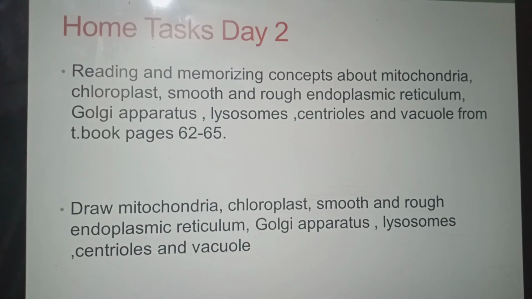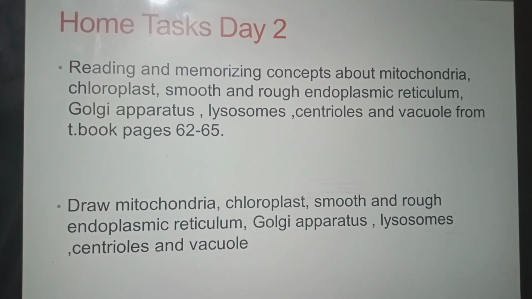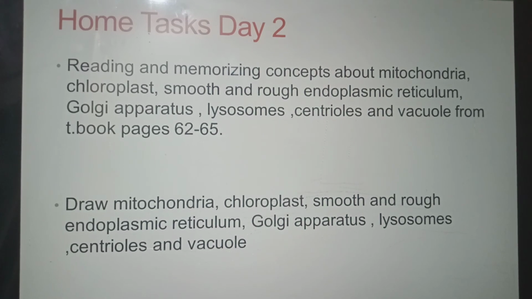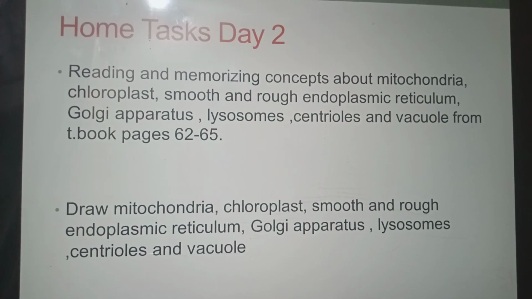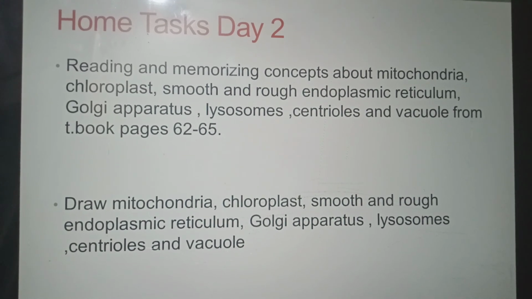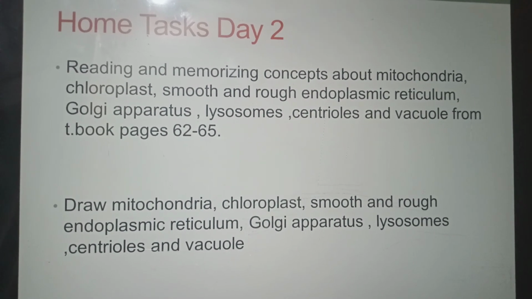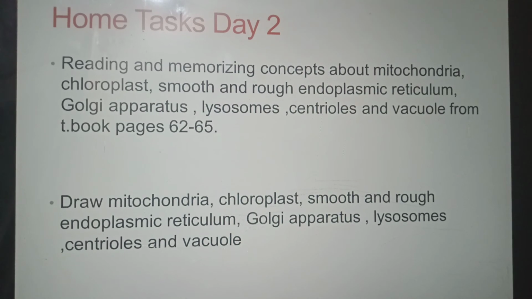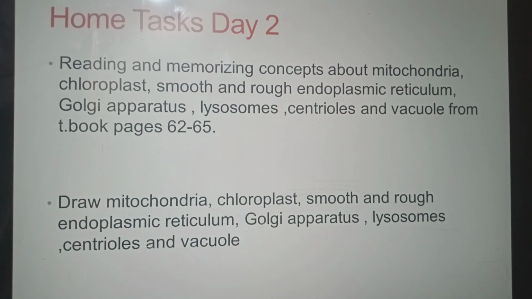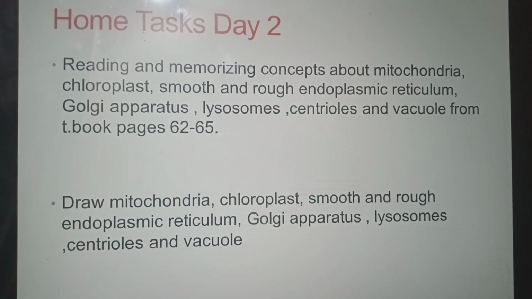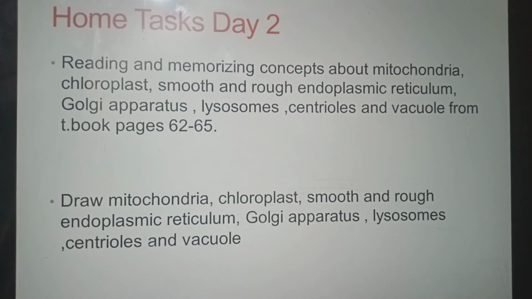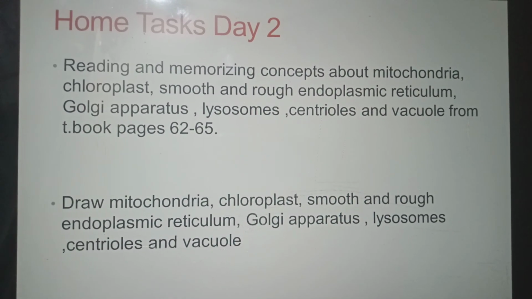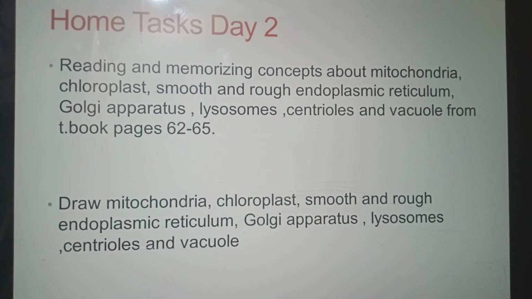Now it's time to discuss the home tasks for day 2. You have to read and memorize the concepts about mitochondria, chloroplast, smooth and rough endoplasmic reticulum, Golgi apparatus, lysosomes, centrioles, and vacuole from textbook pages 62 to 65. You have to draw mitochondria, chloroplast, smooth and rough endoplasmic reticulum, Golgi apparatus, lysosomes, centrioles, and vacuole.